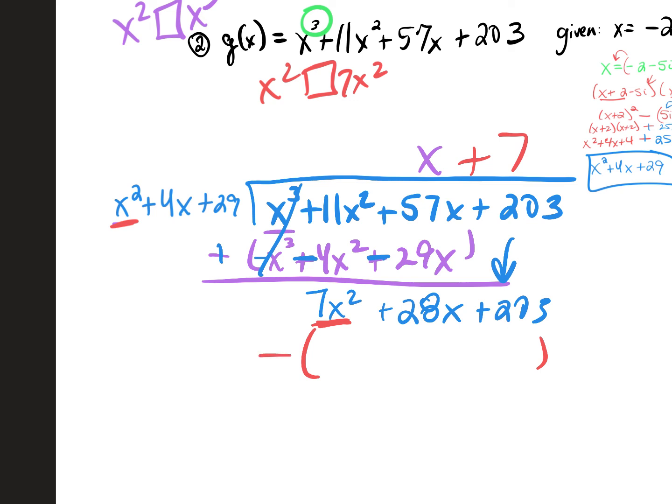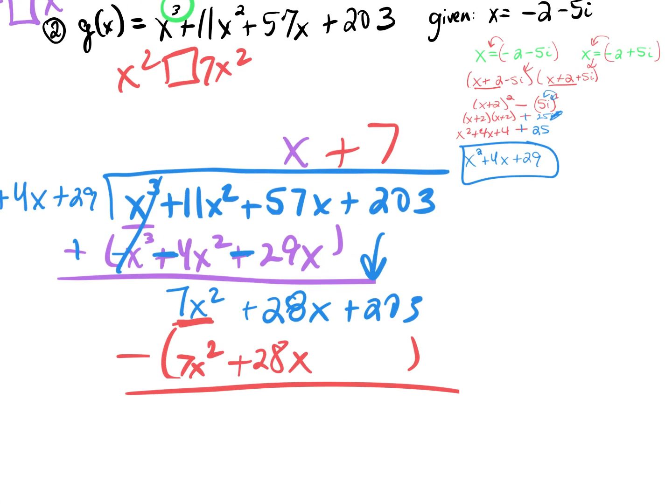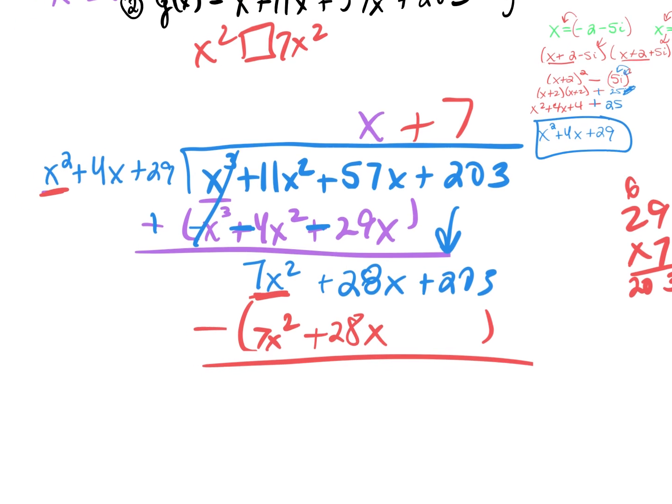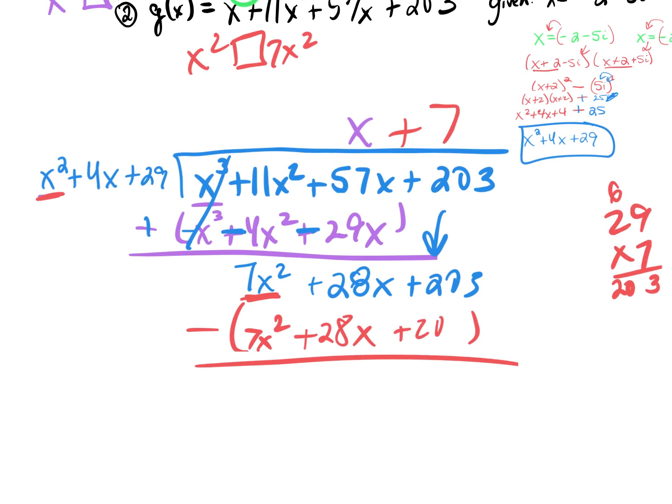So 7 times x, 7x squared. 7 times 4 is plus 28x. And 7 times 29. Don't just assume that it's whatever the last number is. Go ahead and do your multiplication. So I have 29 times 7. Well, 7 times 9 is 63. Carry the 6. 14 plus 6 is 20, so 203. So good. We're good here. So this is positive 203.